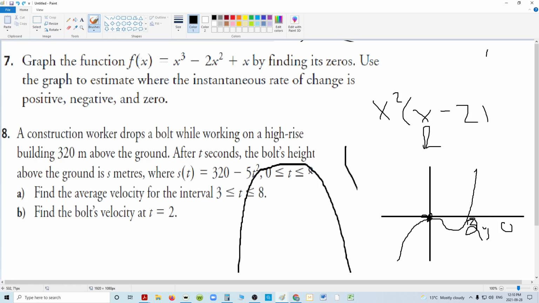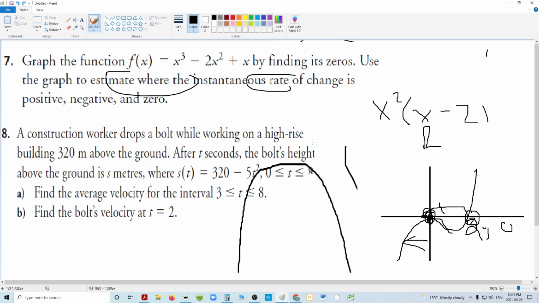Okay. Use the graph to estimate where instantaneous rate of change is positive, negative, 0. Okay. So it goes through 0, 0 and bounces back. So that means everything to the left of 0 will be positive. Everything here will be negative. This is going to be roughly, not quite, at x is equal to 1 because it's between 0 and 2. So roughly down here at 1, you'll get a bottom of the slope. So that means the whole slope is negative between 0 and 1.